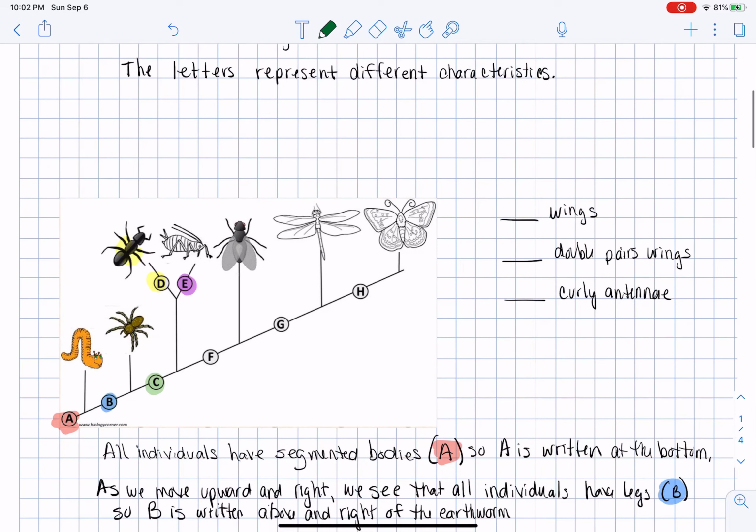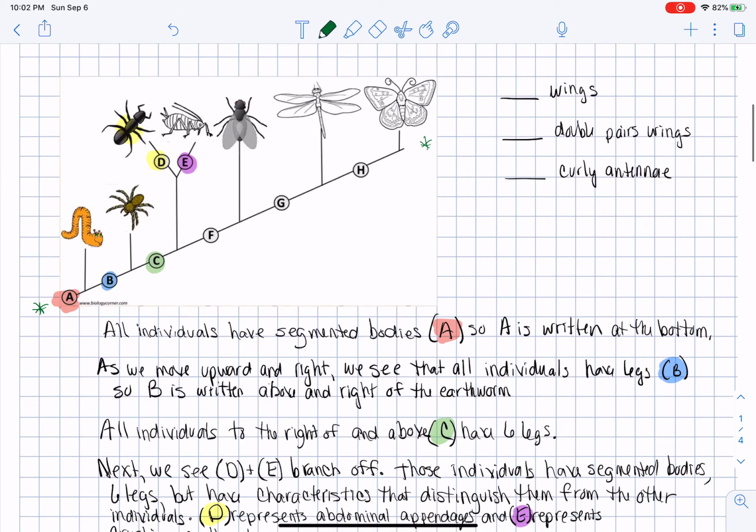So here you see a line starting at the lower left and ending at the upper right that has letters representing different characteristics along the line, and in between those letters are different kinds of individuals. So if we look at the letter A and the earthworm, we see that the earthworm and everything above it on the cladogram has a segmented body, and the segmented body is represented by the letter A.